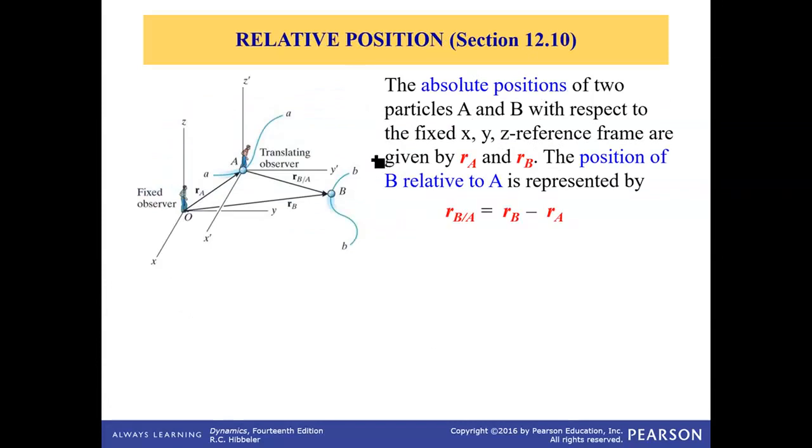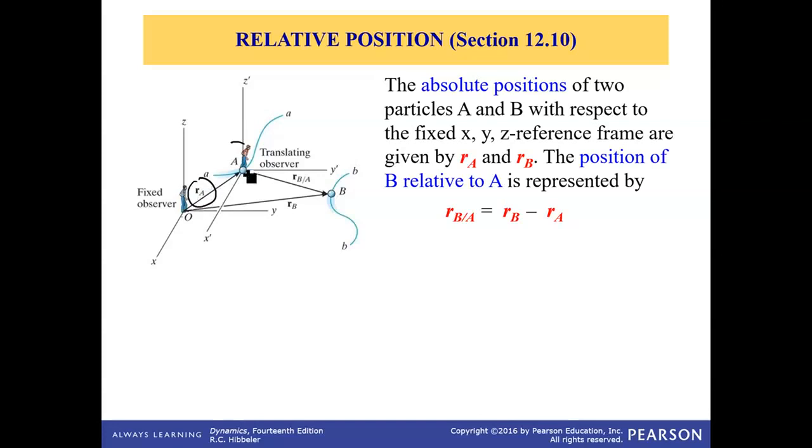Before we talk about velocity, the first step is we need to talk about position, because the derivative of the position is called velocity. So let's define the concept of the relative position. We have a fixed observer, which is O. That means this person does not move. We have another observer which is traveling relative to O, or is moving. So this is called the translating observer, and his position is defined relative to O as RA.